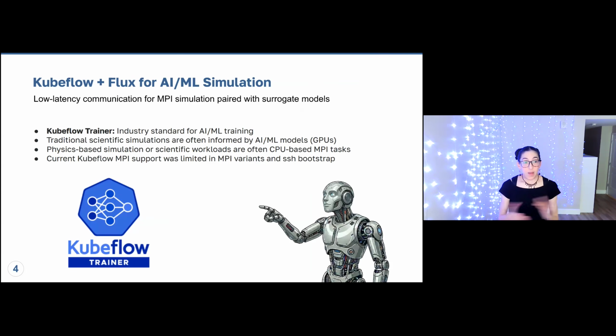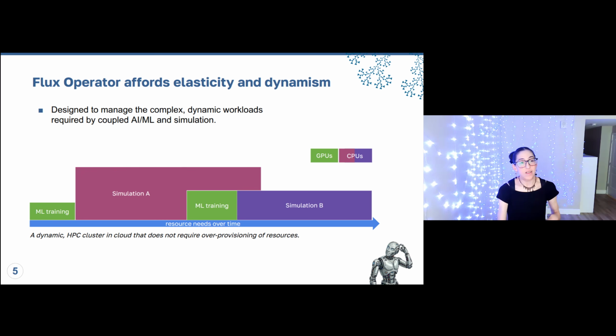Another really recent piece of work we've done that's really important for the AI ML community is integration of Flux with the Kubeflow trainer, which is sort of an industry standard for training at this point. This allows you to pair traditional scientific simulations with AI ML models and to kind of combine those two spaces. It's a really great example of convergence.